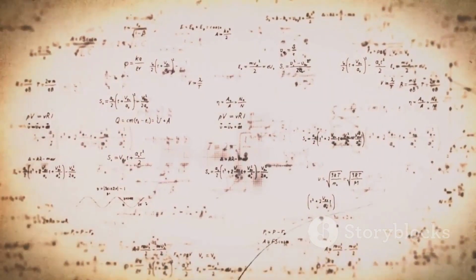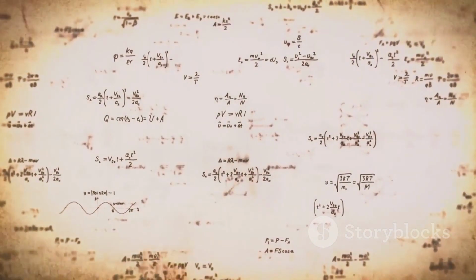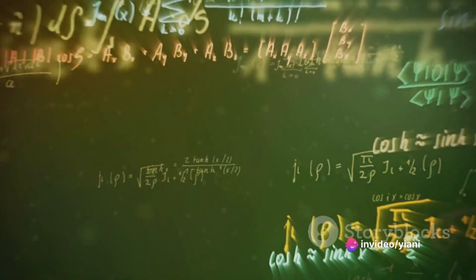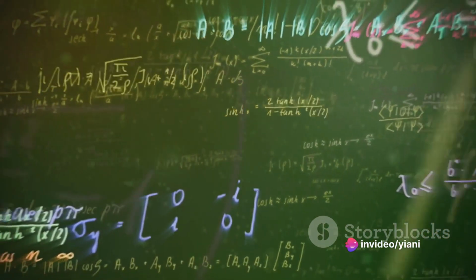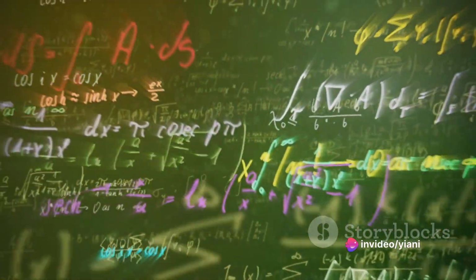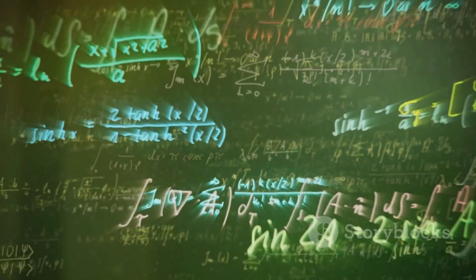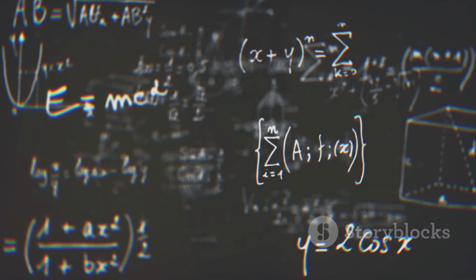This cycle is essentially the repeating pattern of values that a trigonometric function assumes as the input angle increases from 0 degrees to 360 degrees. This cycle can be repeated for any interval of angles. As the input angle increases, the sine and cosine functions oscillate between positive and negative values.